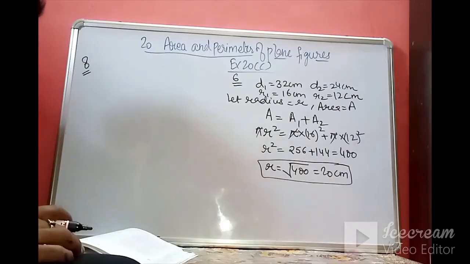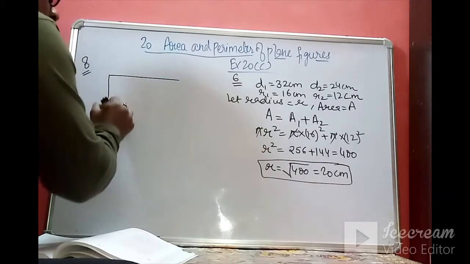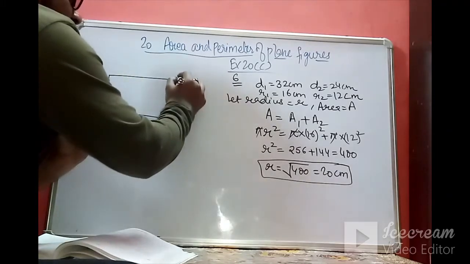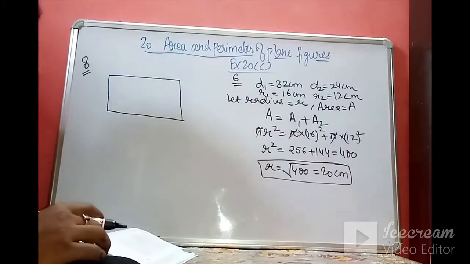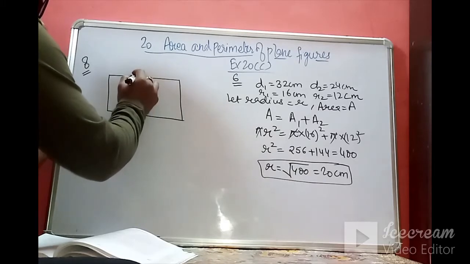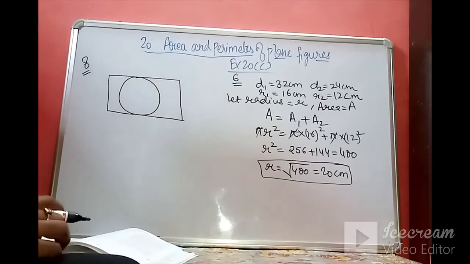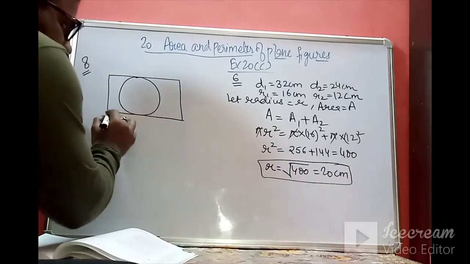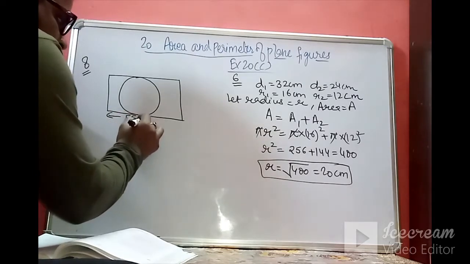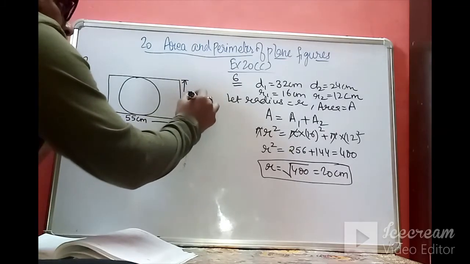Now a circle of largest area is cut from a rectangular piece of cardboard. So here it is the rectangular piece of cardboard I am making, and from it they are cutting the circle of largest area. That means that circle should be like this. Okay, it could be the largest circle that could be cut. Dimensions are 55 centimeter and this is 42 centimeter.